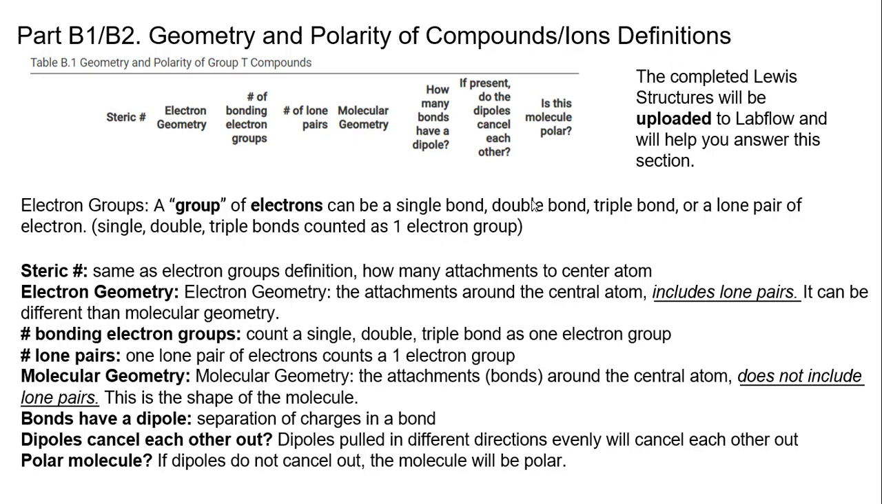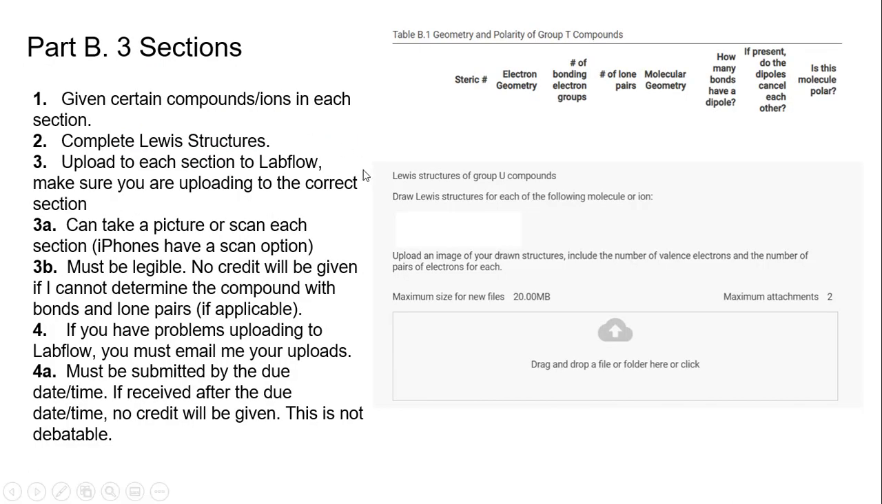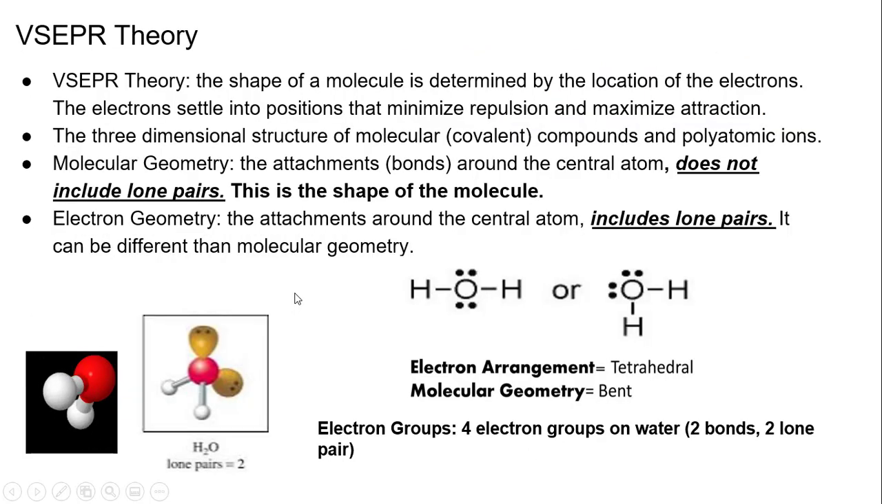All right, so again, I've covered this a little bit, but we're going to go into more detail now. Again, you have to upload your drawings, and they should be clear. All right, so VSEPR theory. VSEPR theory is valence shell electron pair repulsion theory. This is how we determine the shapes of our molecules. The shapes are determined so they minimize repulsions and maximize attractions. So all the bonds are at a certain angle that will minimize repulsions and maximize attractions.